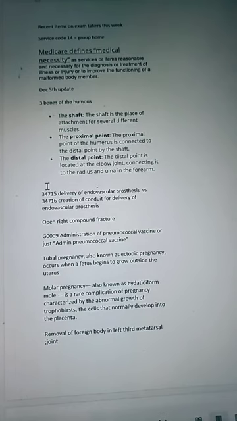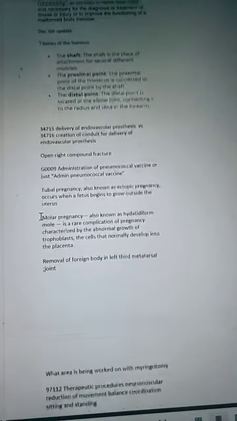They had a lot of open right compound fractures, a lot of musculoskeletal as far as anatomy goes. Some of the HCPCS codes was G0009, which is the Medicare code for administering the pneumonia vaccine. Don't let them confuse you. We don't use the CPT book for Medicare, so just use that G code. Tubal pregnancy versus molar pregnancy and the removal of the foreign body from the left third metatarsal joint.